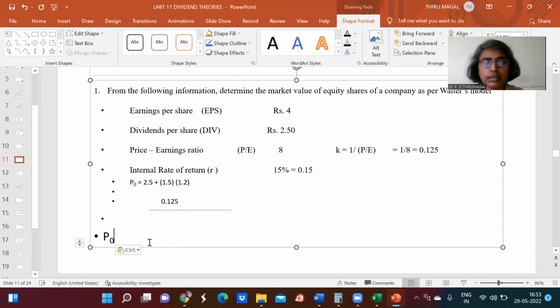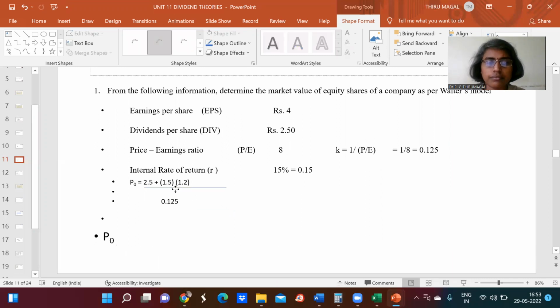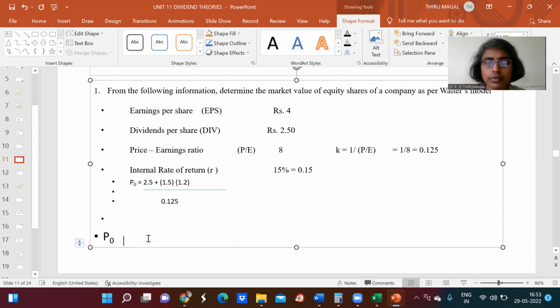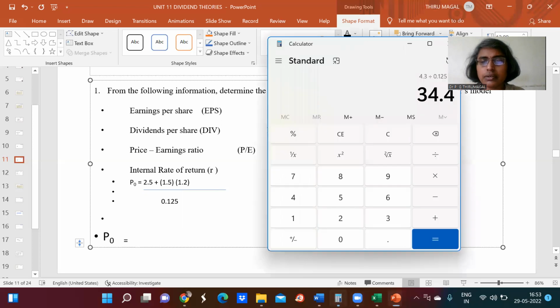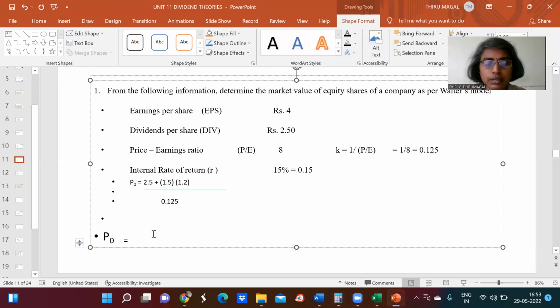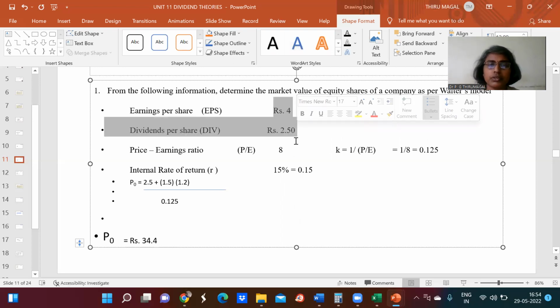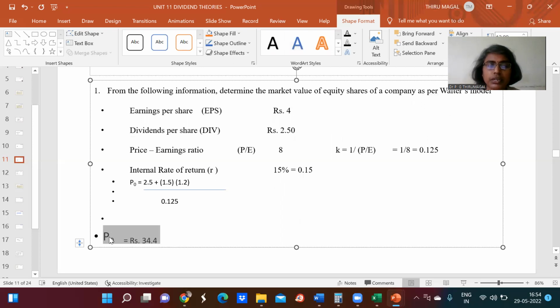Price of the share is equal to 34.4 rupees. That is the price of the share as per the data. They have followed a policy of 62.5% as the dividend payout ratio. In that case, the share price is 34.4. Since it is a growth firm, they should have followed a policy of 0 dividend, then that value will become a different one.